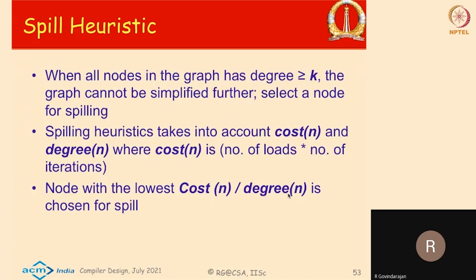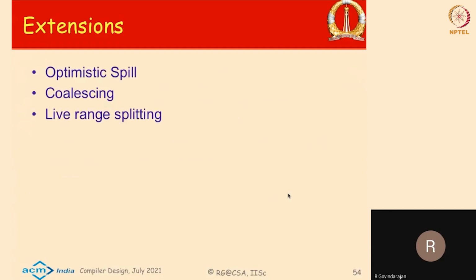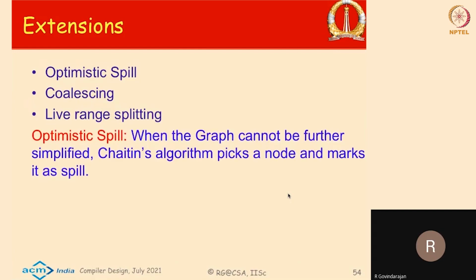Okay, let's try to see some extensions to Chaitin's algorithm and also see what is being done currently in the processors. There are three possible extensions that people talk about. One is what is called the optimistic spill. The other one is coalescing, and the third one is live range splitting. So let me quickly talk about these things very briefly.